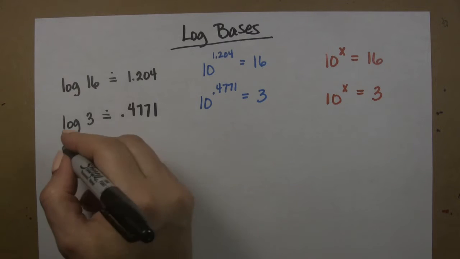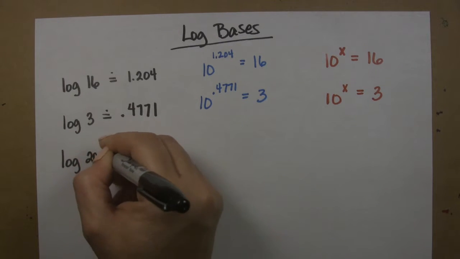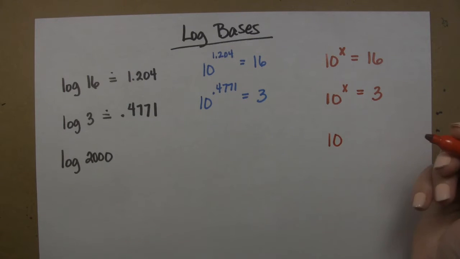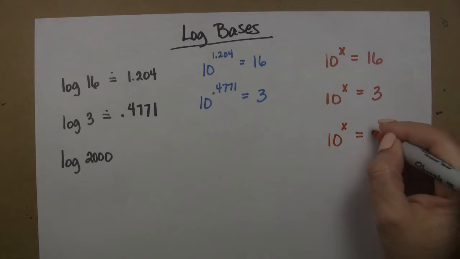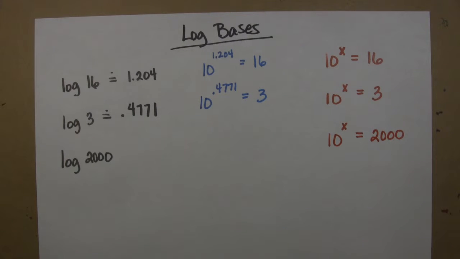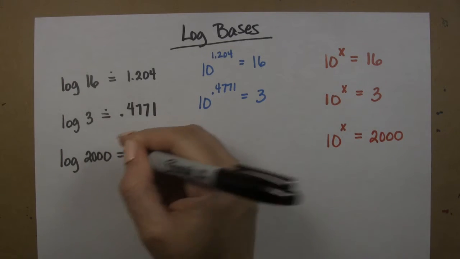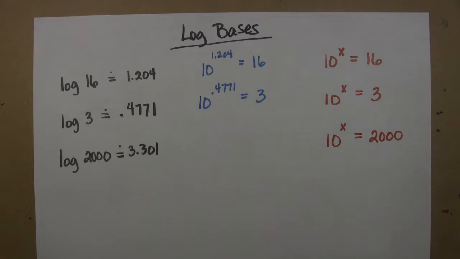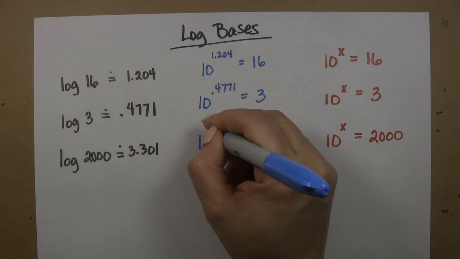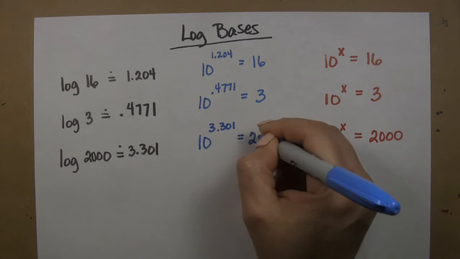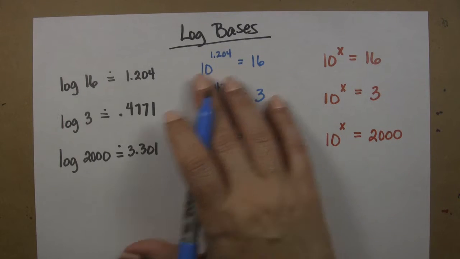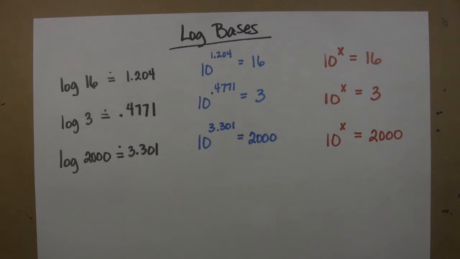Okay. What about log of 2,000? What are we really asking here when we ask what is the log of 2,000? Well, we're saying that if you have 10, what number do you have to raise it to in order to get the number 2,000? And when you put that in your handy dandy calculator, you get about 3.301, which means that if you take 10 and raise it to 3.301, you will get 2,000. So that is what a log is. It is, what exponent do I have to raise 10 to in order to get the number that I'm after? Okay, so far so good, right?